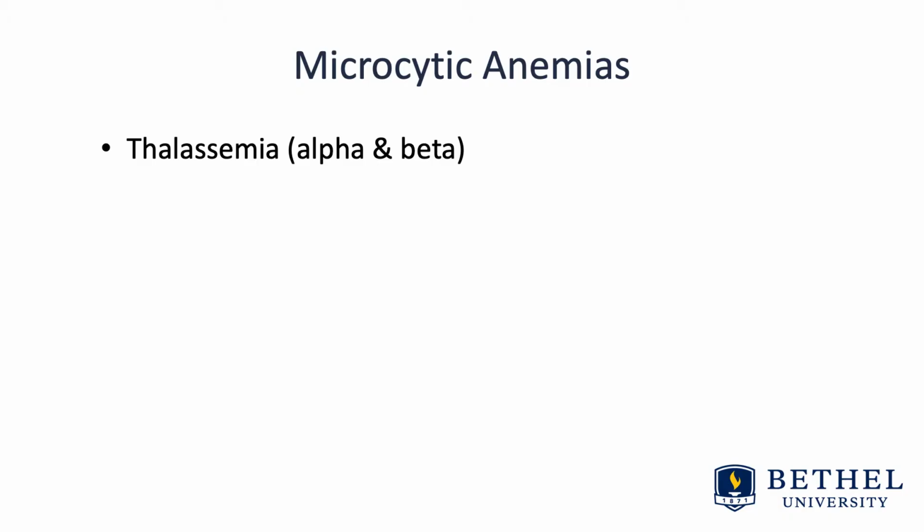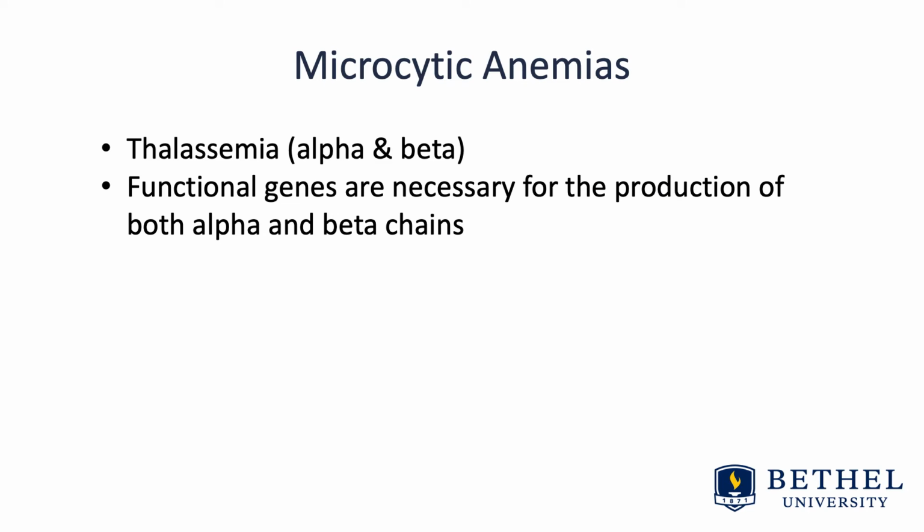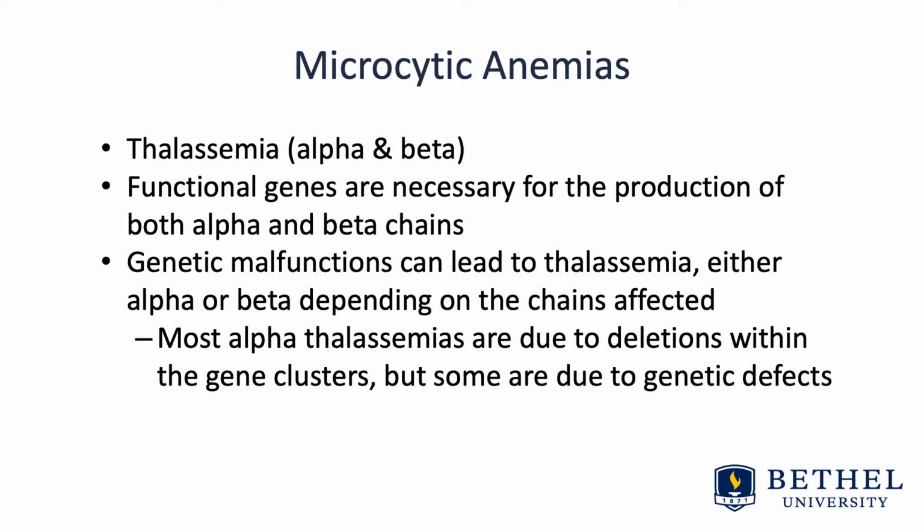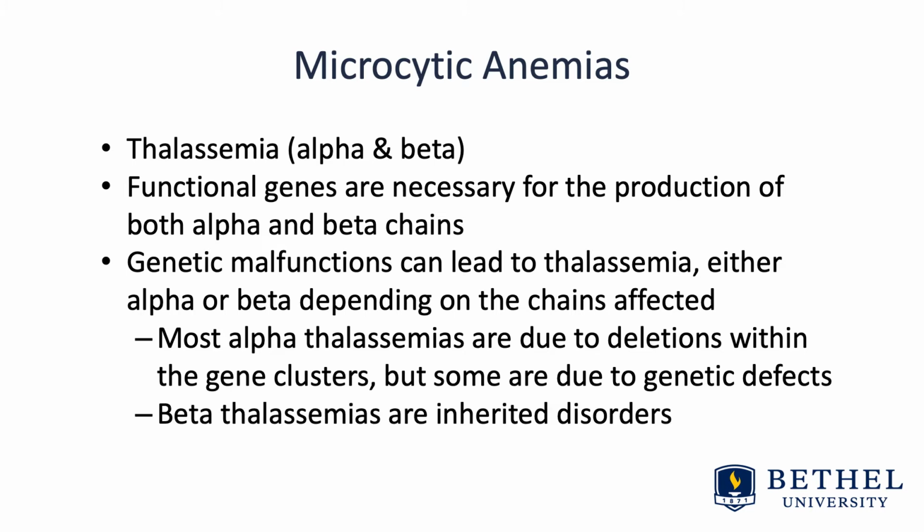Let's move on to thalassemia, alpha and beta. Functional genes are necessary for the production of both alpha and beta chains. Genetic malfunctions can lead to thalassemia, either alpha or beta, depending on the chains affected. Most alpha thalassemias are due to deletions within the gene clusters, but some are due to genetic defects. Beta thalassemias are inherited disorders.